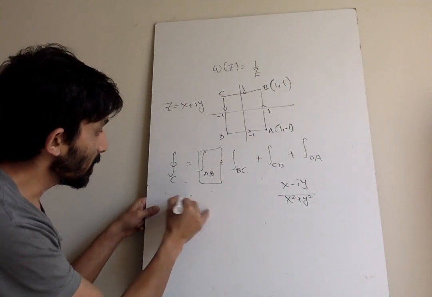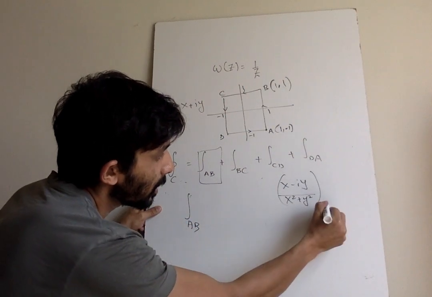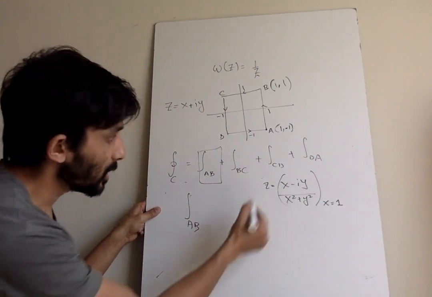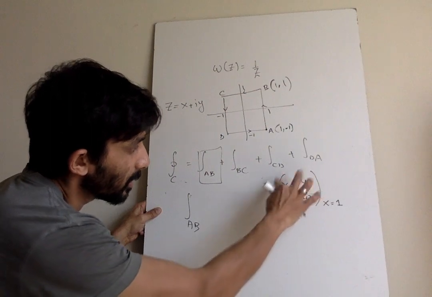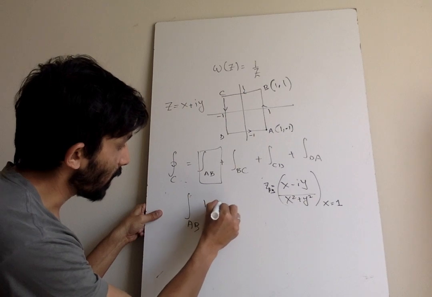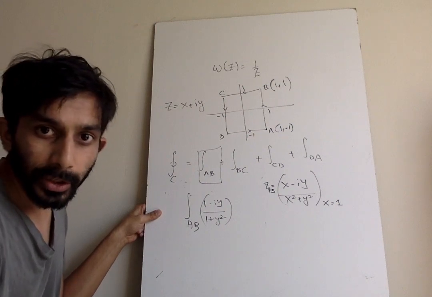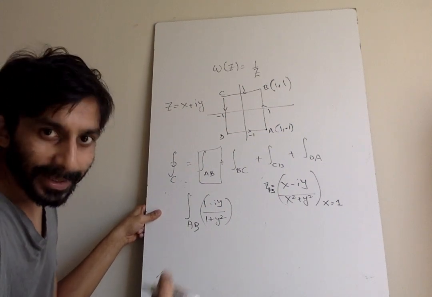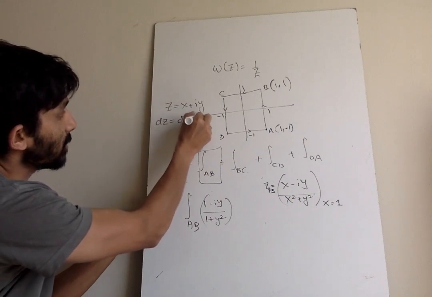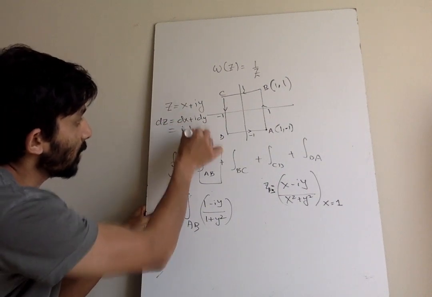And so the integral along AB is essentially the integral of this function evaluated at x equals 1. So I just put it in here: it's 1 minus iy divided by 1 plus y squared. And now we need to figure out what dz is. Since x is not varying, if you take the differential, we have dx plus i times dy, but dx is just 0. So this is nothing but i times dy.